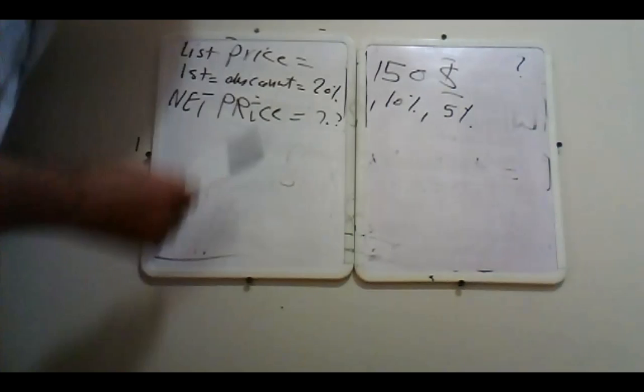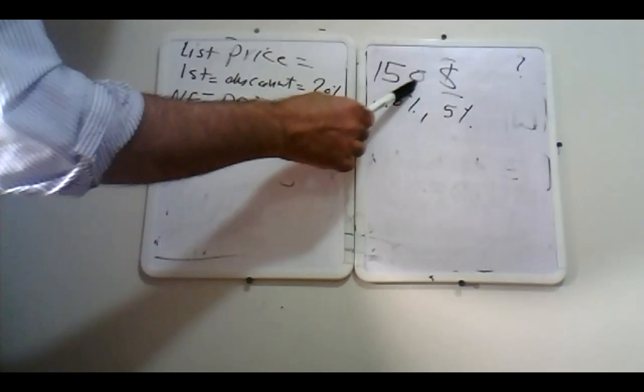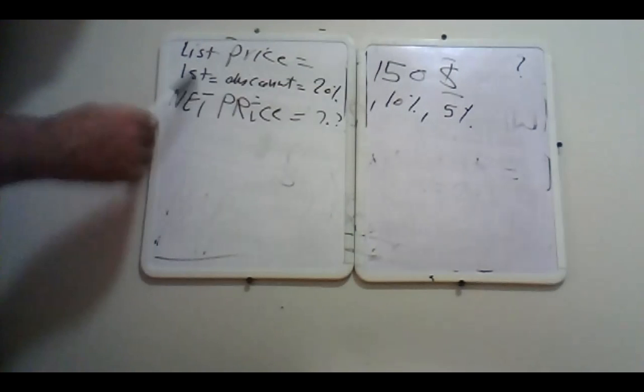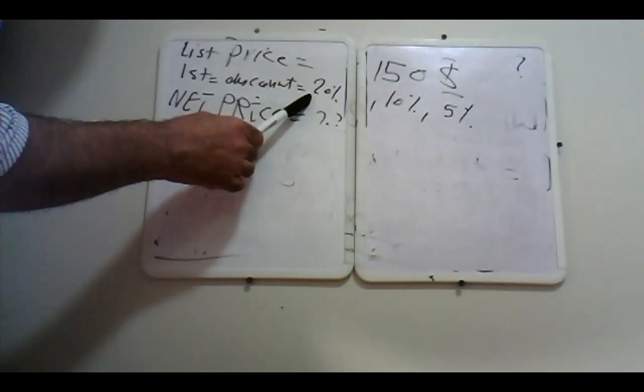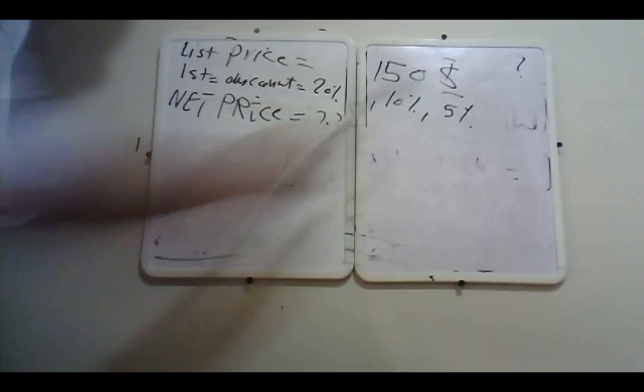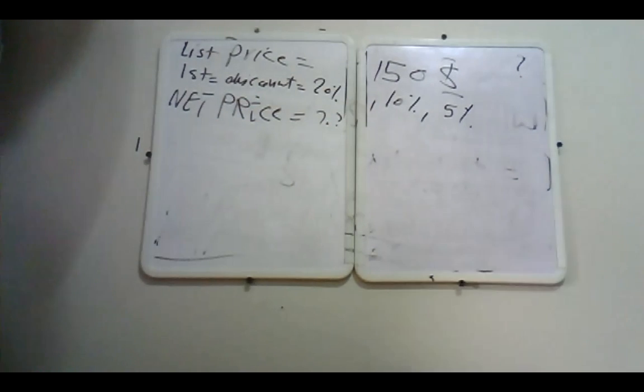We want to know what is the net price. Okay. Let me stop share and enlarge the screen. Let's go. This is the example which I was solving just now. The list price is $150. The first discount is 20%, the second discount is 10%, and the third discount is 5%. Okay, let us solve the problem.